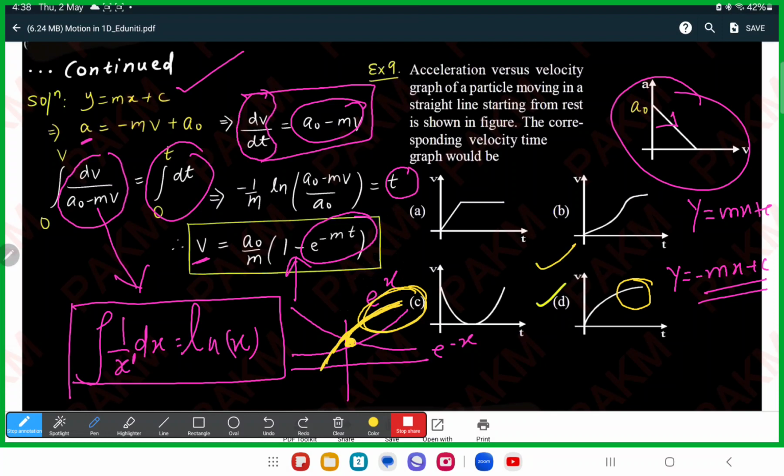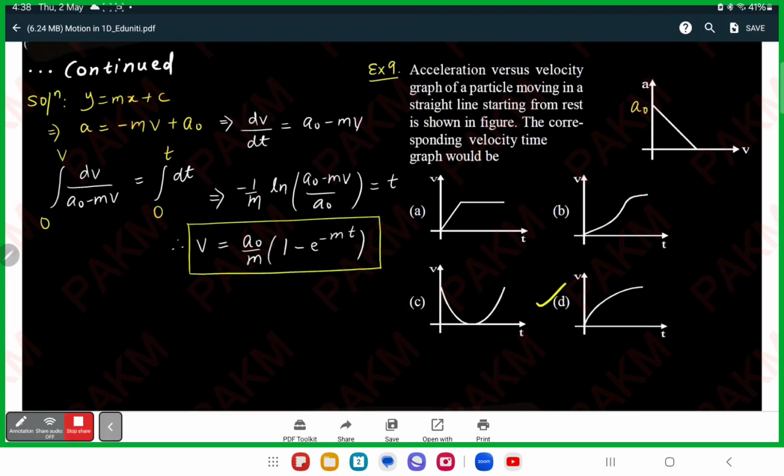This question is a bit tough because first, integration and a bit of graph knowledge should be there. We have discovered two things: the integration of 1 by x dx is equal to ln x, and the next function is e to the power x and how to represent it graphically. These two are needed to get the answer correct.